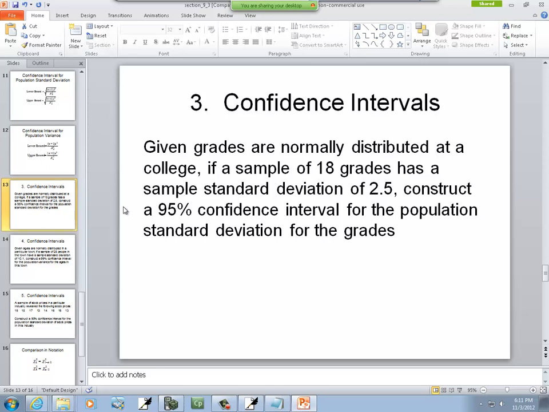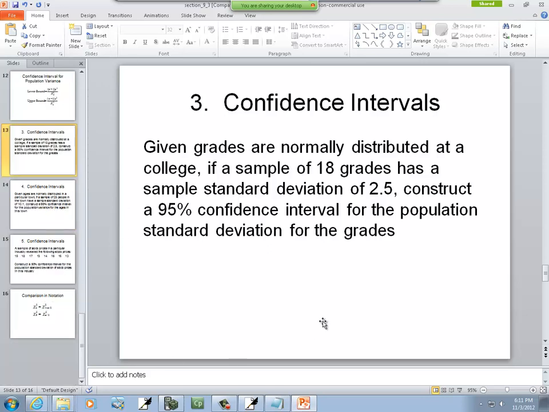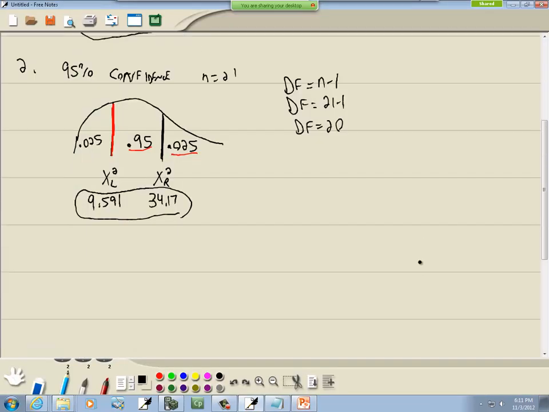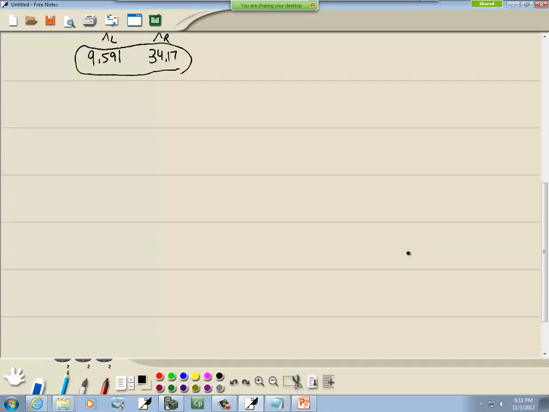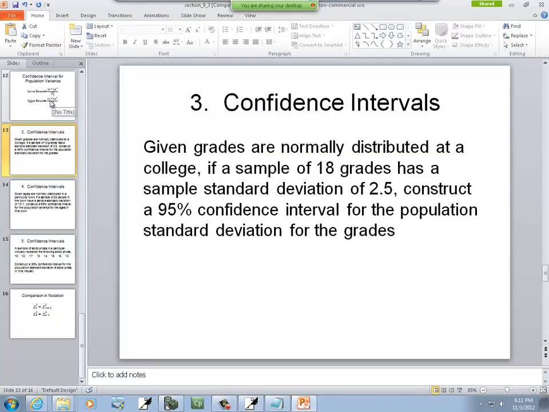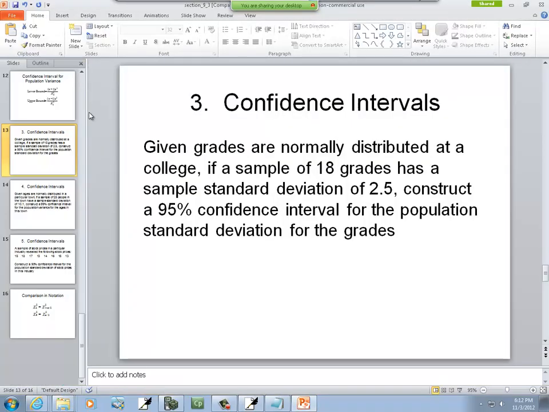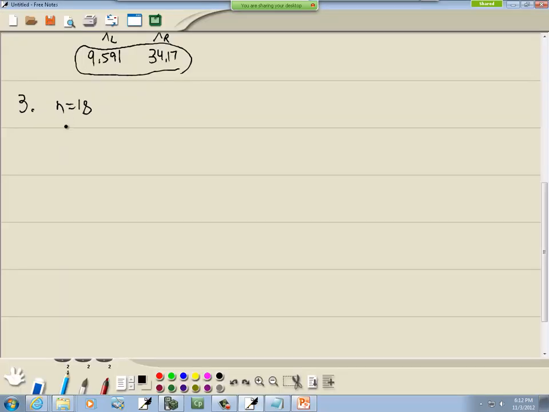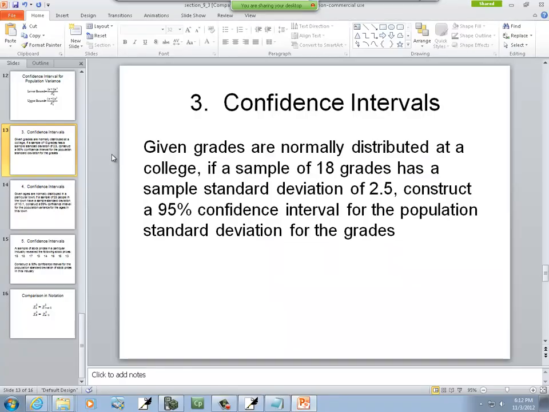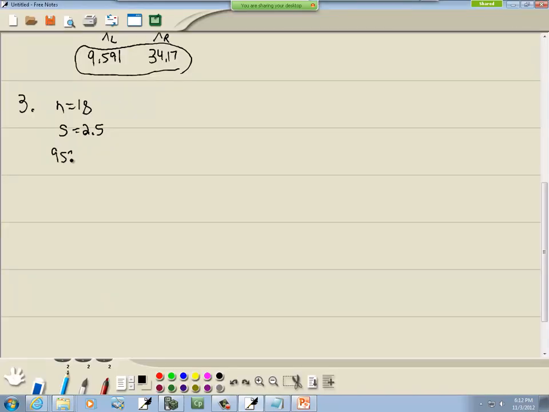Well, let's find some confidence intervals. So let's do our third example. Okay, so given grades are normally distributed at a college, if a sample of 18, well, that means n is equal to 18, has a sample standard deviation of 2.5. So s would equal 2.5. Construct a 95% confidence interval for the population standard deviation.